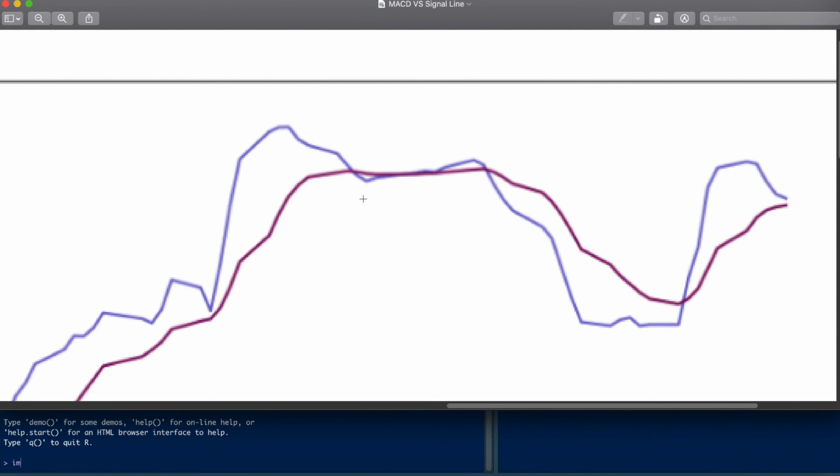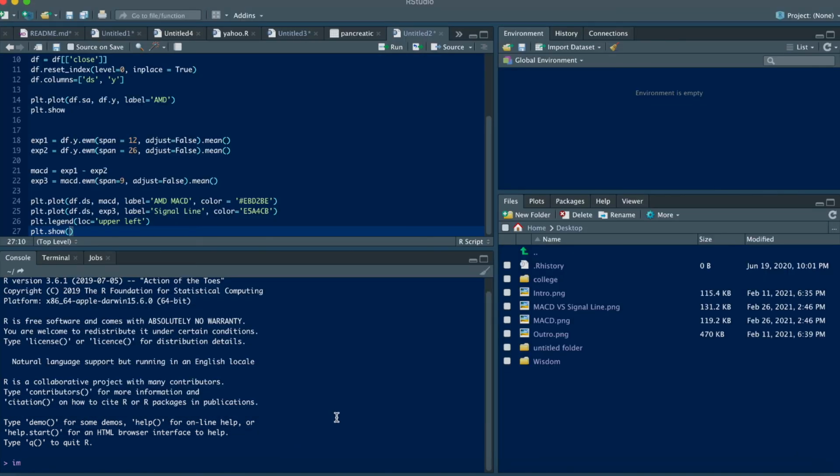And if you have any questions on this topic, please feel free to reach out to us, and we're able to explain it in a more simplistic manner. This was today's video covering the MACD and learning about the signal line, learning about bullish and bearish, and how to code it in R.